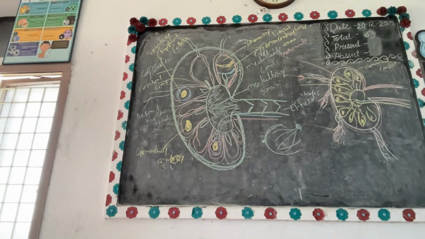Approximately it is about 200 grams. Now where it is located means in between the 9th to 11th. Now spleen is not palpable.